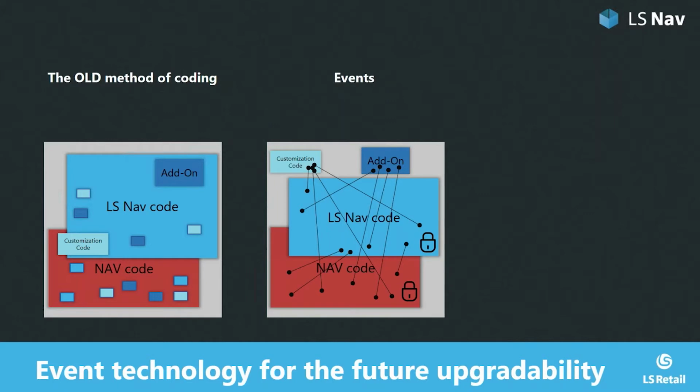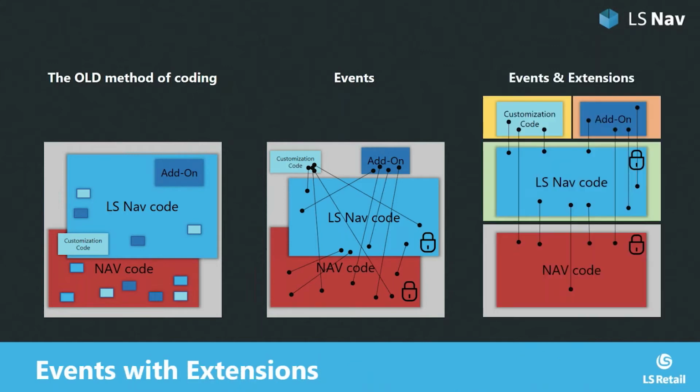Event technology gives you the ability to contain all changes and add-ons in a separate code space, then using events in standard code to trigger the extensions of the changes when needed. Event technology allows changes and customization without touching the standard LS Nav and NAV code. Extensions then go a step further by putting the separate code into separate silos and using events for communications.